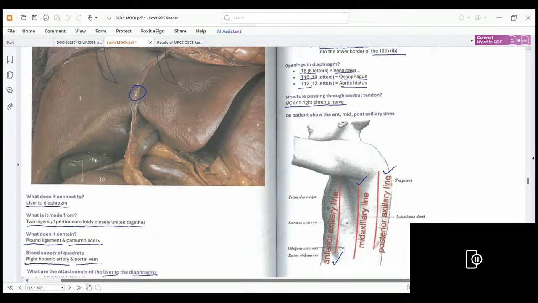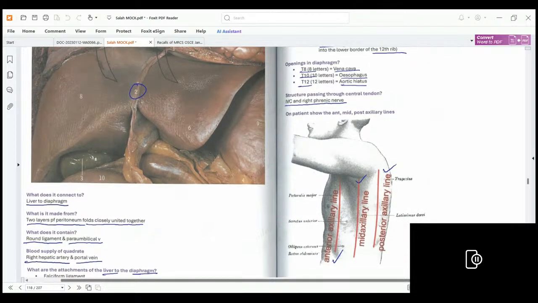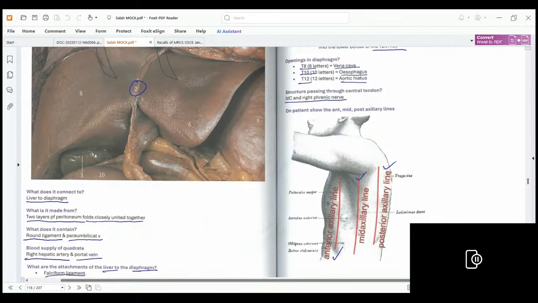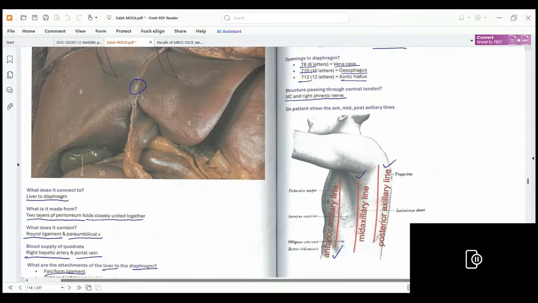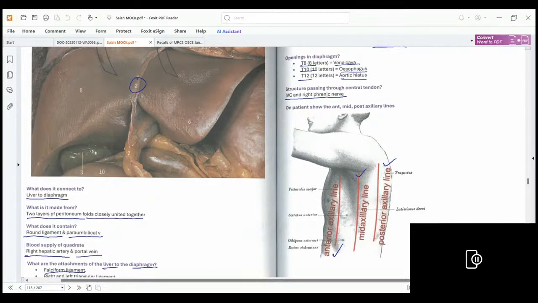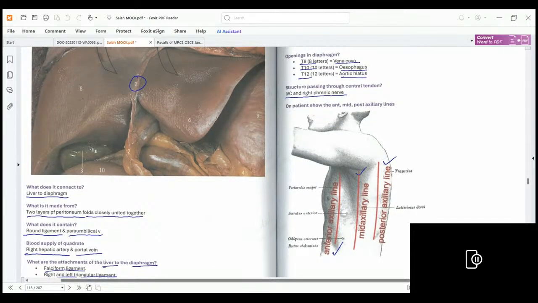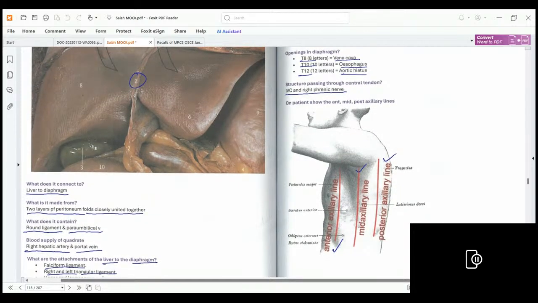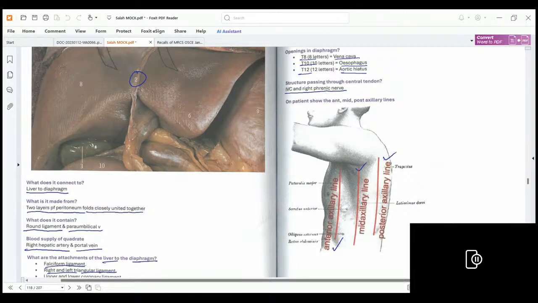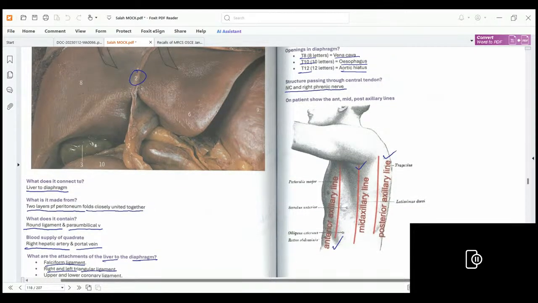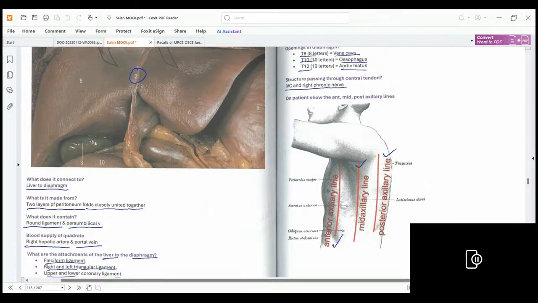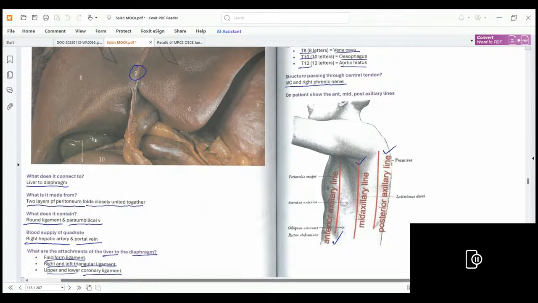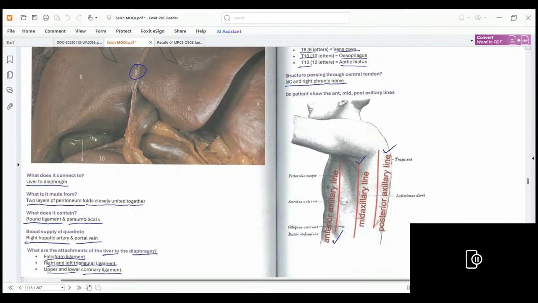What are the attachments of the liver to the diaphragm? We have the falciform ligament, right and left triangular ligament, upper and lower coronary ligament. And the falciform ligament contains the round ligament and paraumbilical vein.